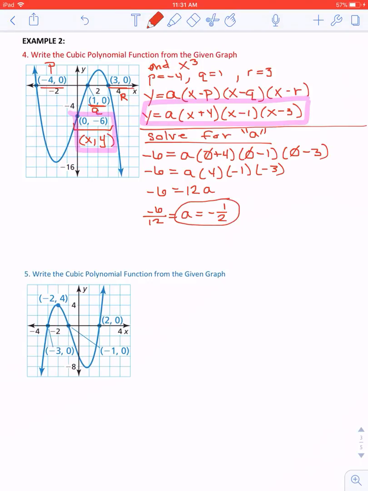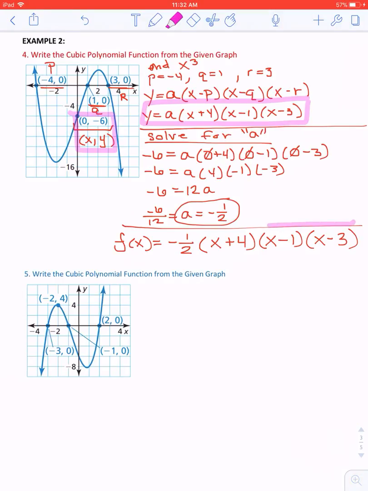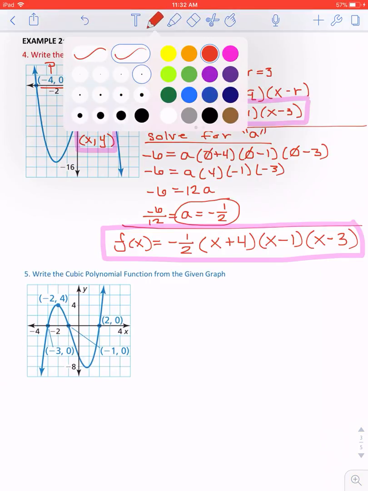Now that you have your A value, you can actually write your function. So f of x equals my A value, -1/2 times x plus 4 times x minus 1 times x minus 3. Final answer. So it looks nearly identical to the first time I wrote it in intercept form, except I know that there's an A value. So I need to utilize that A value when writing my function.